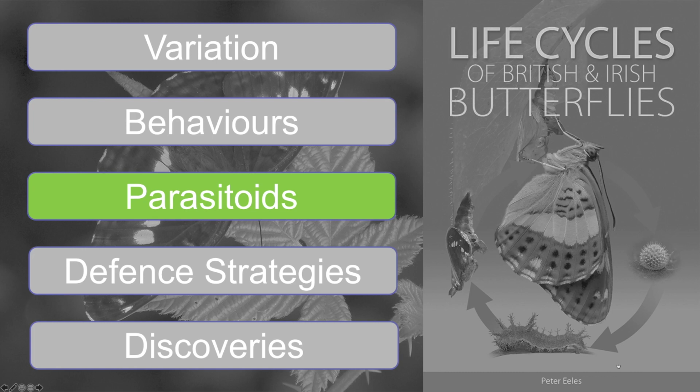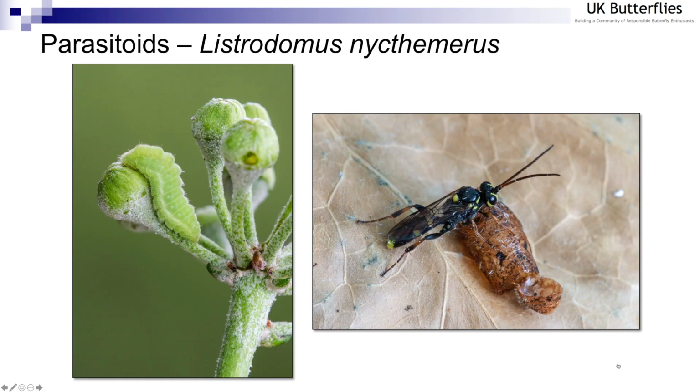The next topic I found really interesting was parasitoids. So one of the most well-known parasitoids is this chap, Listrodromus nycthemerus, which is a parasite of the holly blue. So on the left-hand side here you can see a holly blue caterpillar, and on the right-hand side you can see the adult wasp. And essentially what happens is the female wasp lays its egg inside the caterpillar in one of its instars and develops as the caterpillar grows. And ultimately, after the caterpillar is pupated, then the wasp will cut a very neat hole around the pupal case and emerge, as you can see here.